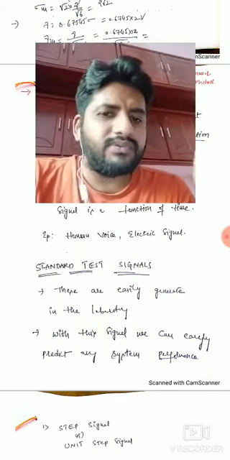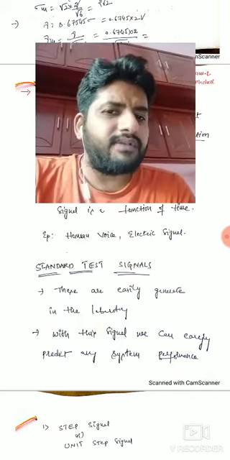So what are the examples? Power signal, voltage signal, current signal, human voice. These are representations of signals, right? Sinusoidal signal and all this. Definitely there are a number of signals in a system.